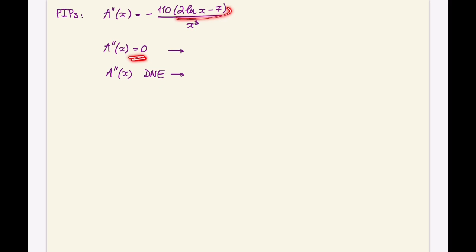It's equal to 0 if the top of it is 0, and if you expand it out, you will see that that implies 2 ln of x is equal to 7, or if we solve for x, this will give us that x is e to the power 7 over 2. And the second derivative doesn't exist when the bottom is 0, which here implies x is equal to 0, which once again is not in the domain of our consideration.